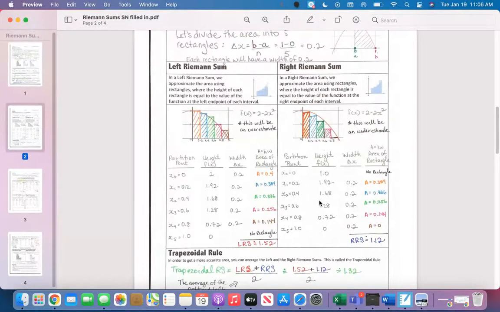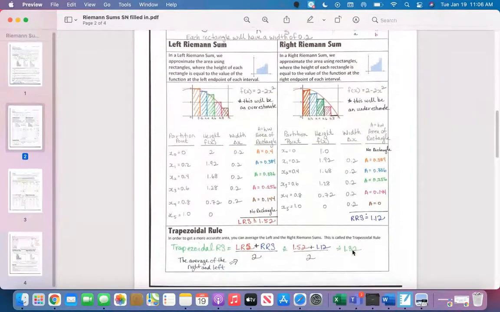And as you can imagine, here I chose 5 rectangles, but if I chose 10 rectangles or 100 rectangles or 1,000 rectangles, it would definitely be a lot more work, but that would allow me to get more and more accurate with my prediction of the area underneath the curve. Okay, so there's one example.